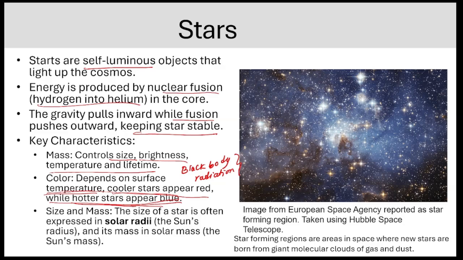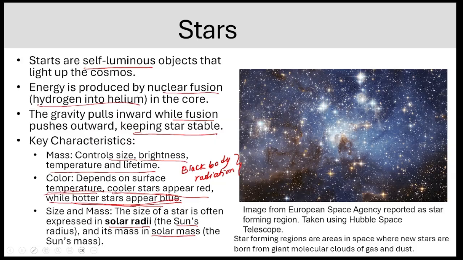And the mass and size of stars are defined relative to the sun's reference. The size of a star is generally represented in solar radii, which is in reference to the sun's radius, and the mass of stars is generally represented in solar mass, which is basically in reference to the sun's mass.